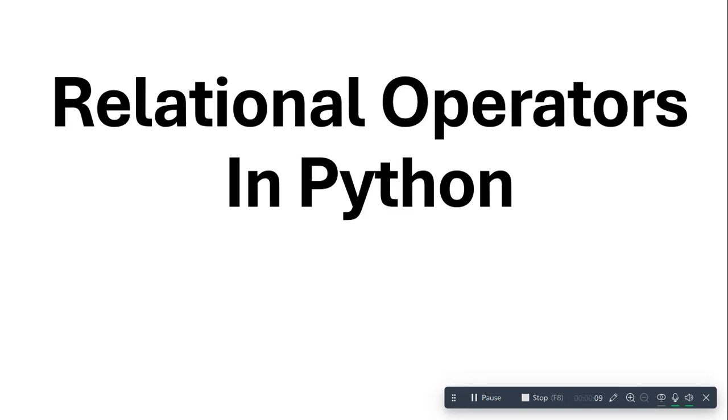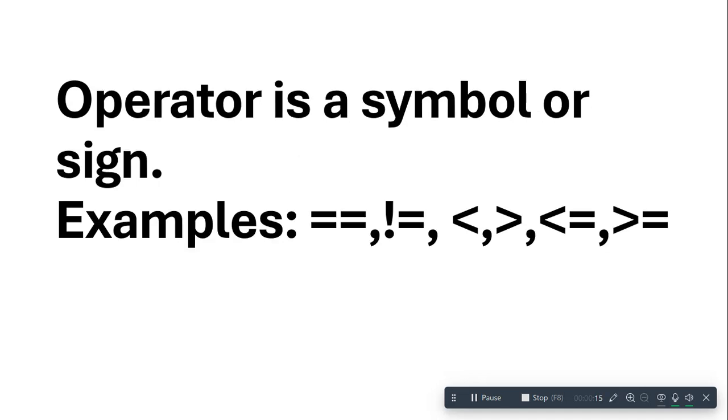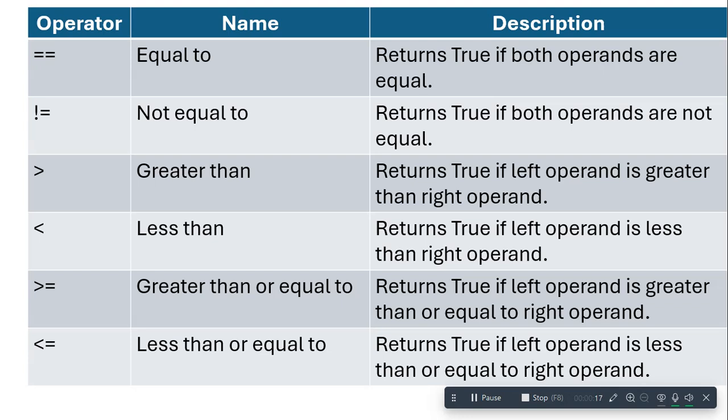In today's video we will continue the relational operators in Python. So today we are going to discuss the second type of relational operator, that is not equal to. This one, not equal to. It returns true if both operands are not equal. That means if operand is normally a variable or a constant.